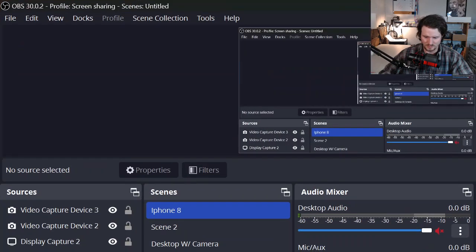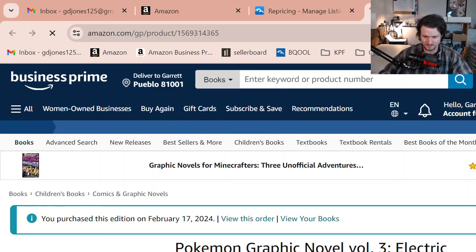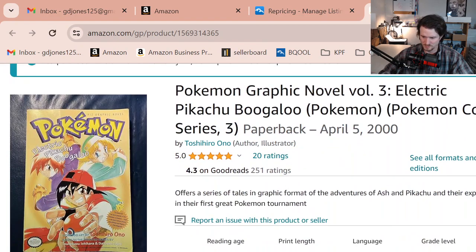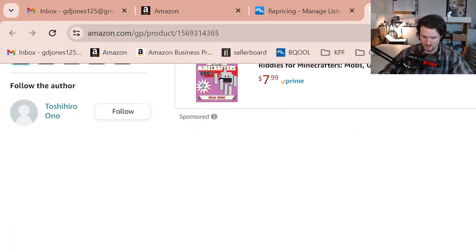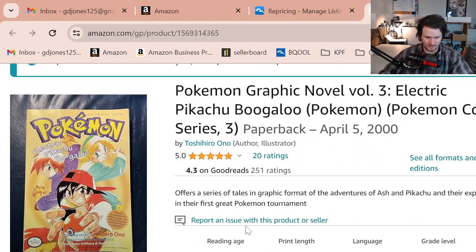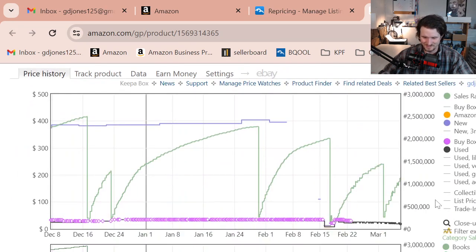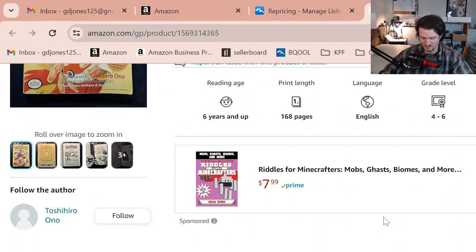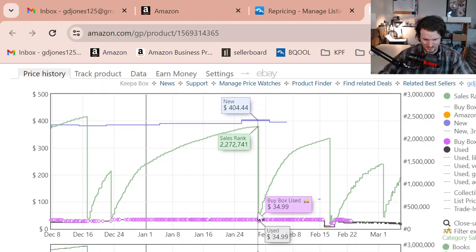Let's see. How long are we going here? We're at 32 minutes. We'll go for a couple more of these books. I bought this book for $12.30. I'm probably biased because I like Pokemon, but let's see here. Oh man, bought it for $12.30.